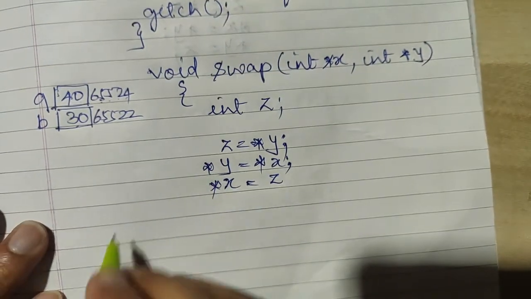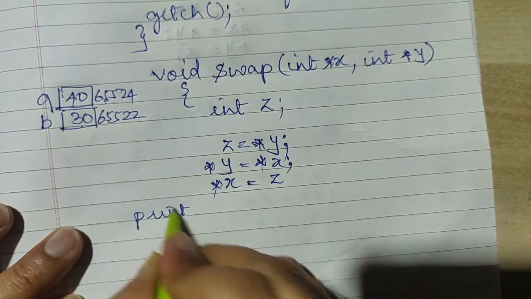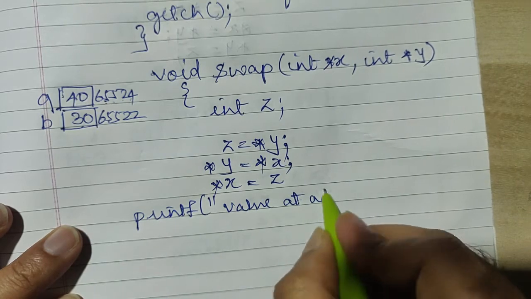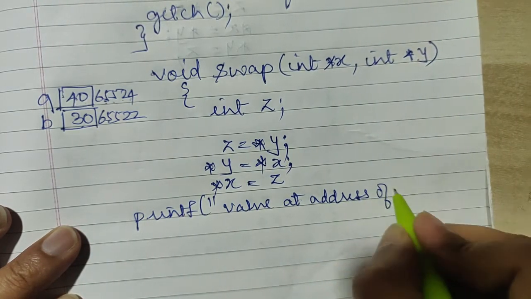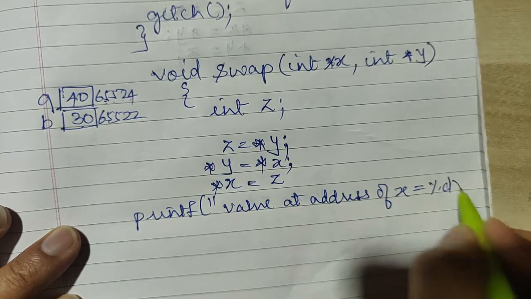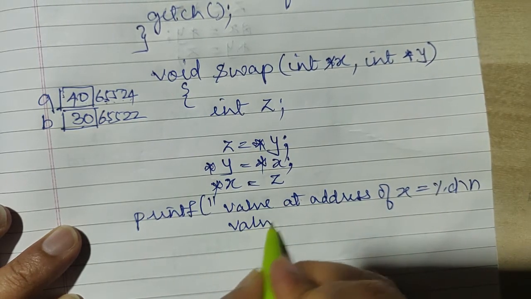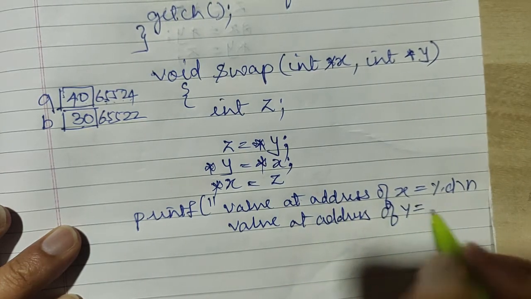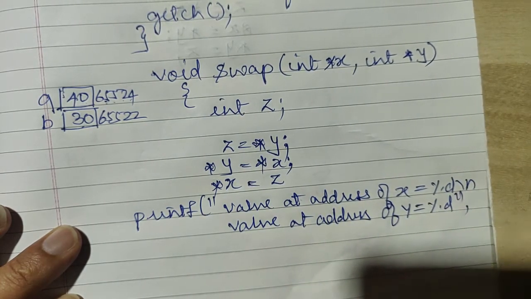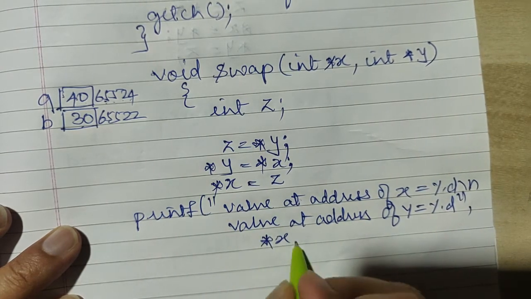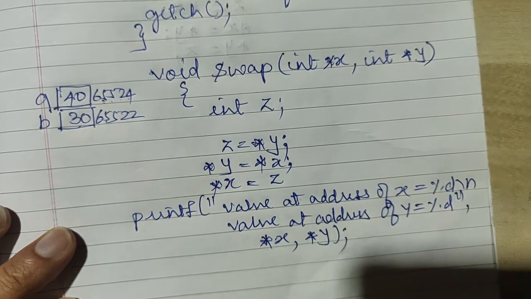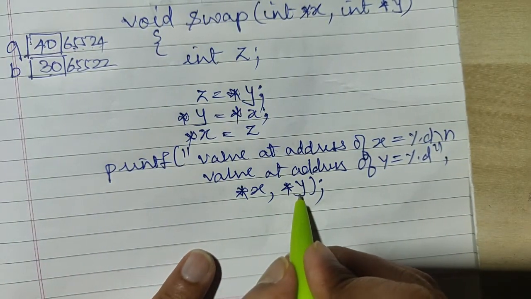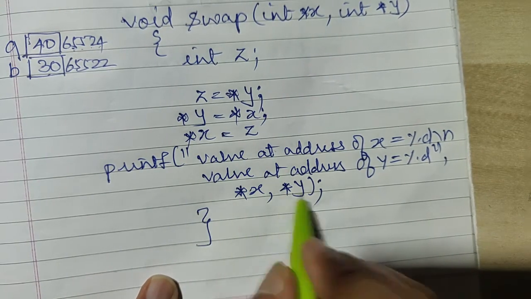Now when I print here, printf value at address of X is equal to %d \n and value at address of Y is equal to %d, double quotes complete, comma, and let me write it as *x, *y. So here I'll get now 30 and here 40. Why? Because we have just swapped the values.